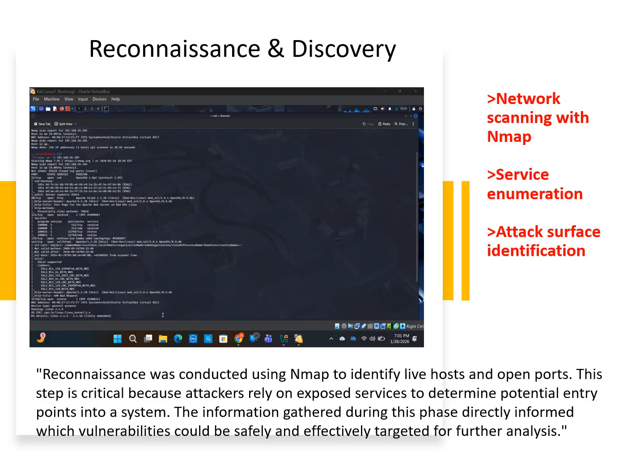Reconnaissance was conducted using Nmap to identify live hosts and open ports. This step is critical because attackers rely on exposed services to determine potential entry points into a system. The information gathered during this phase directly informs which vulnerabilities could be safely and effectively targeted for further analysis.